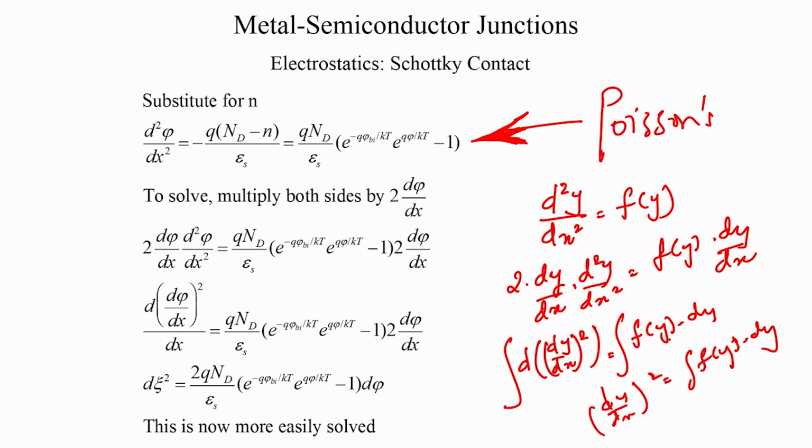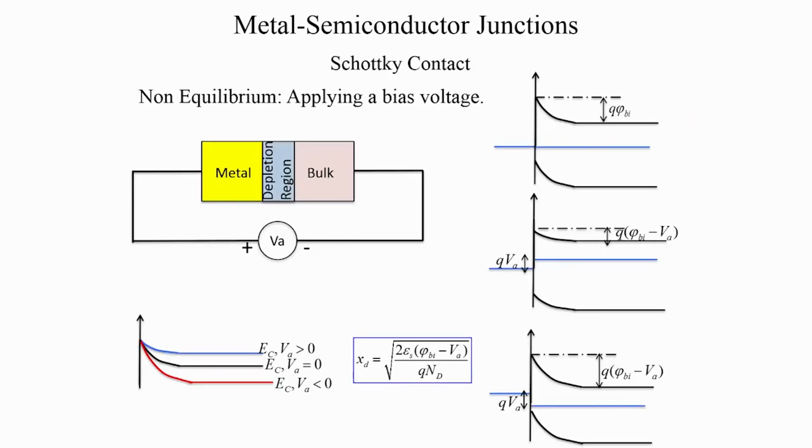So, that is the electrostatics of the Schottky contact. We will not worry about the electrostatics anymore, and now what we will do is take the Schottky contact out of equilibrium, apply a bias voltage and start observing whether there are any currents. So, we are all still working on the Schottky contact. We looked at the electrostatics and now we are going to look at the current voltage characteristics.